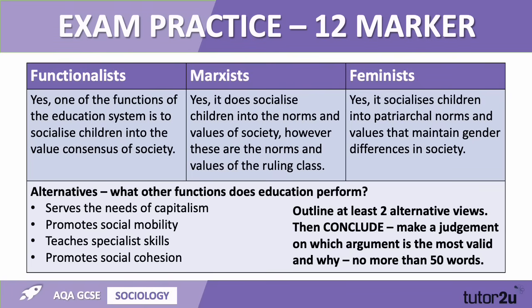So on the screen here we've got 4 bullet points: serves the needs of capitalism, promotes social mobility, teaches specialist skills, and promotes social cohesion. You would need to pick a couple of those and outline them as alternative views in those nice long detailed paragraphs, and then you need to conclude and make a judgment on which argument you believe is the most valid and why. It doesn't need to be any more than 50 words in a conclusion. It needs to be nice, short, sharp and sweet to summarise what you have argued in your main body.